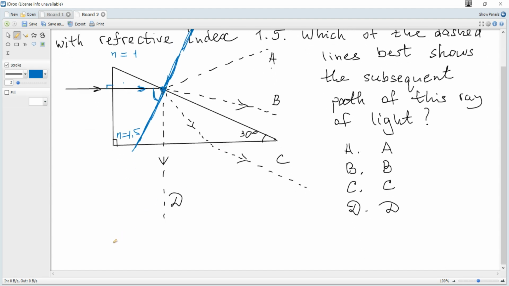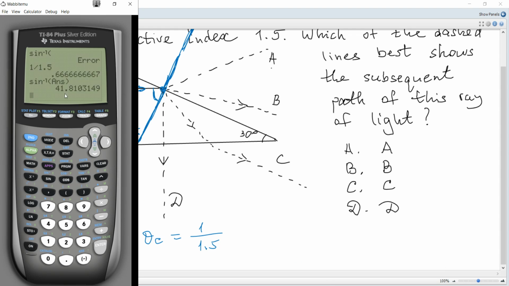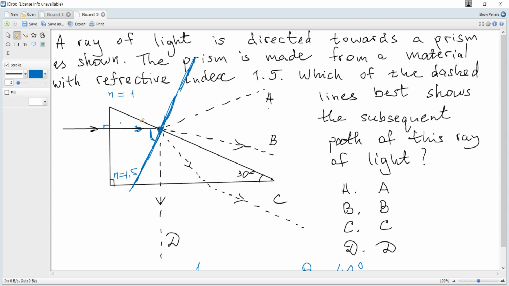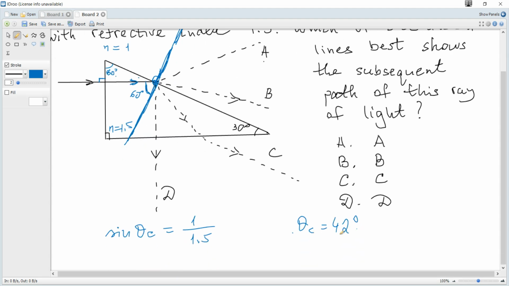And how to do that? Just consider sine of theta critical is the smaller refractive index, 1, over the larger refractive index, 1.5, and the critical angle is approximately 42 degrees. And what is our angle of incidence? It's 30, it's 60, it's again 30, it's normal, it's all perpendicular, so it's 60 degrees. So our angle of incidence is greater than the critical angle, so total internal reflection occurs.